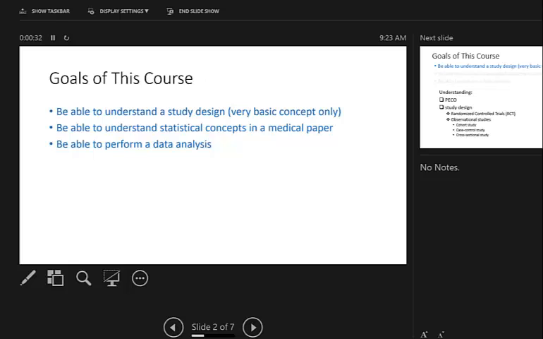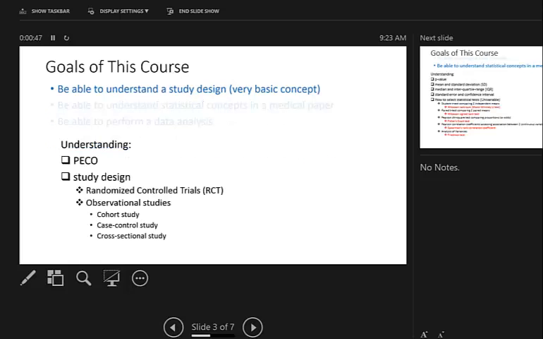And then the last, be able to perform a data analysis. So we will talk about how to select the biostatistics test, and then also you will be conducting t-test, chi-square, correlation coefficient, linear regression, logistic regression with your hands on your laptop. Okay. All right, so this is the first part.